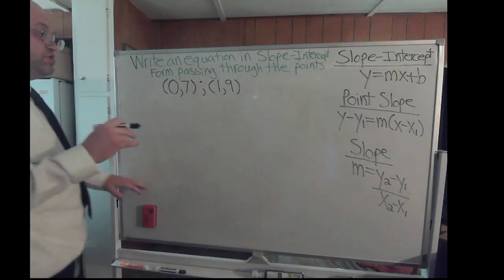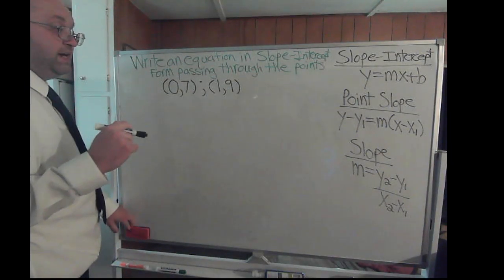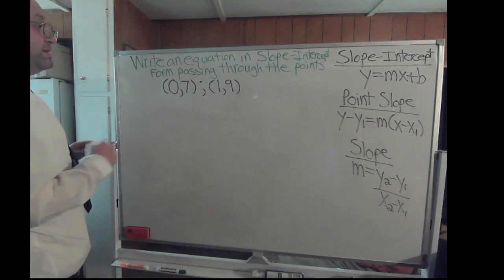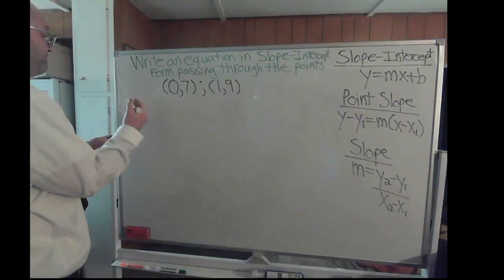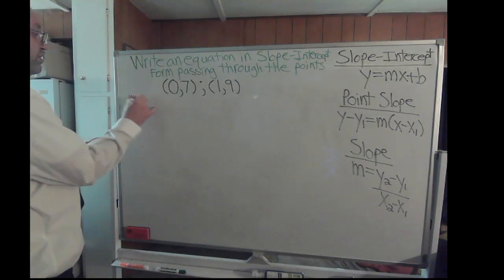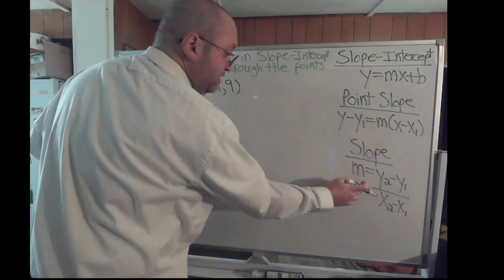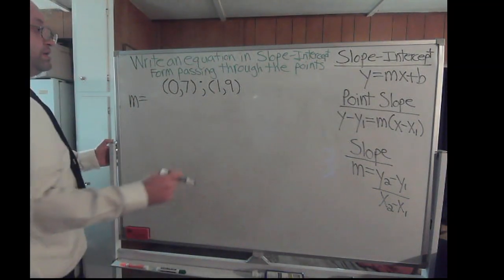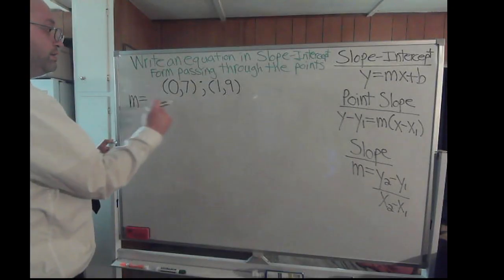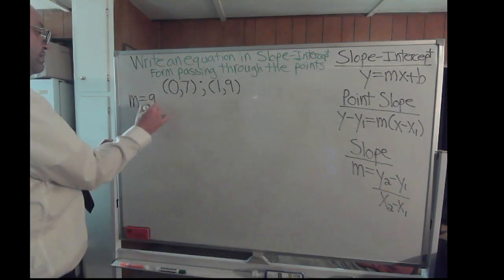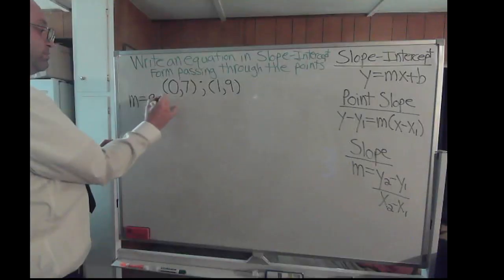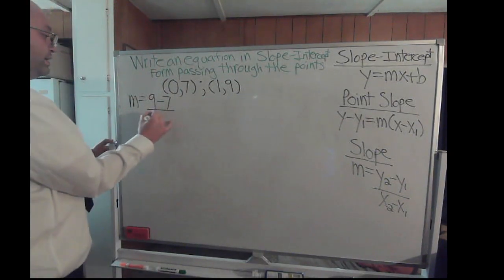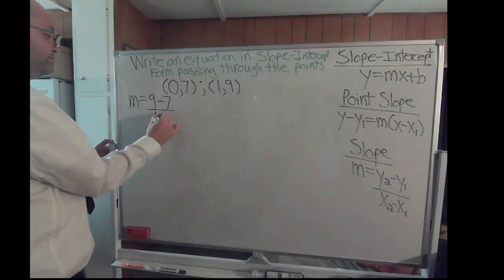So if you're just given 2 points, the first thing you want to find out is their slope. We have the points (0, 7) and (1, 9). If we recall, the slope is y2 minus y1 over x2 minus x1. So you take your second y coordinate, which is 9, minus your first y coordinate, which is 7, over your second x coordinate, which is 1, minus your first x coordinate, which is 0.